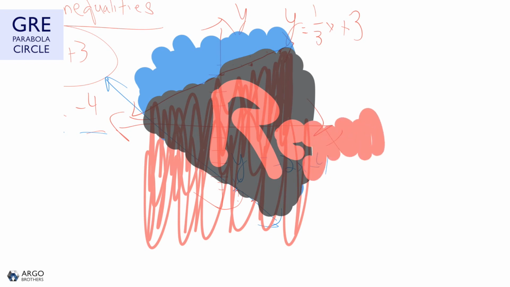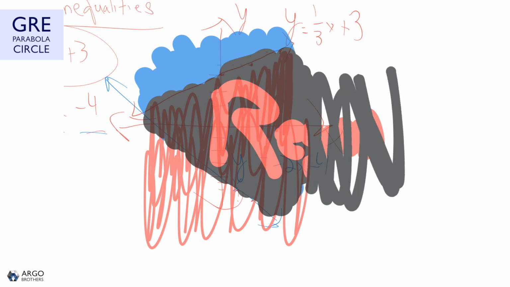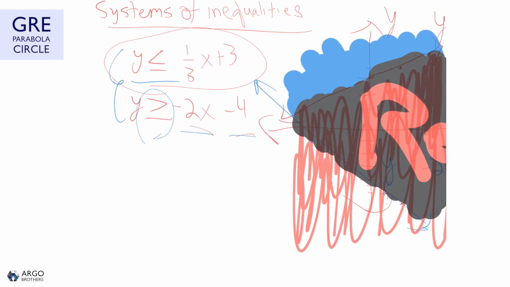And so for inequalities, you don't get one point or two points. You get an infinite number of points. You get a region. And so this black region can go on forever because the lines go on forever. But at least we have an area that satisfies these two inequalities.